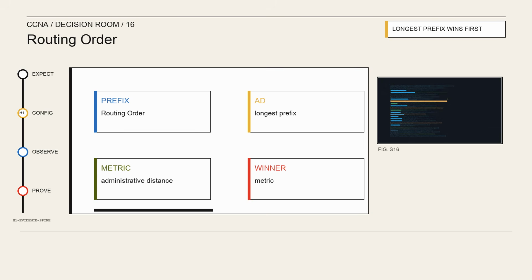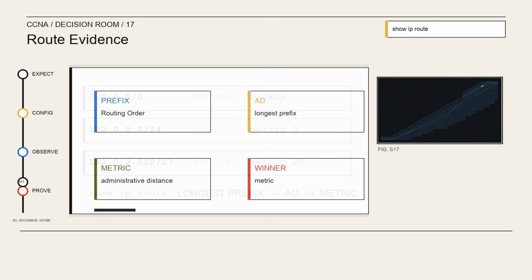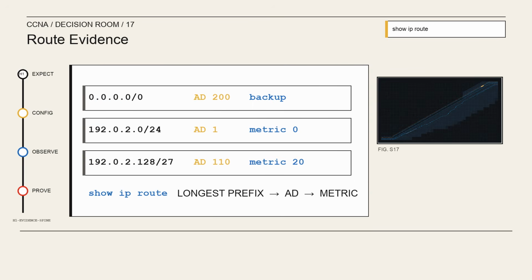Imagine routes for the same destination space that include a /16, /24, /25, and a default route. The /25 wins when it matches, even if another route has a numerically attractive administrative distance. Administrative distance compares routes to the same prefix from different sources. The metric compares paths within a routing source. Keep that order: prefix length, then administrative distance, then metric.